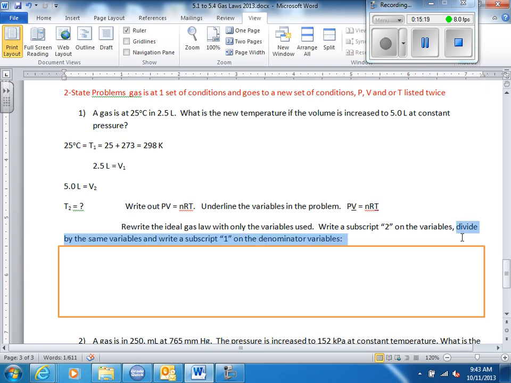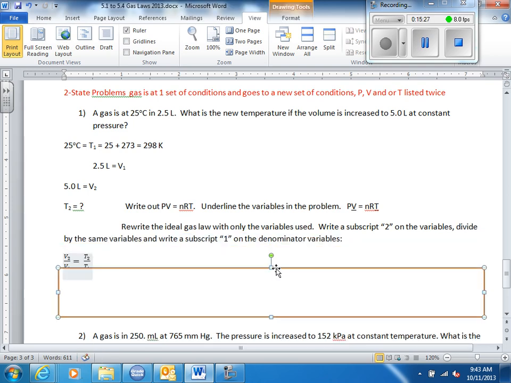This is the part that seems really weird to students. You divide by the same variables and write a subscript 1 on the denominator variables. Now I'll show you what this looks like.